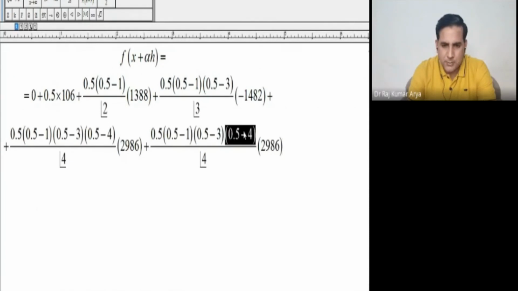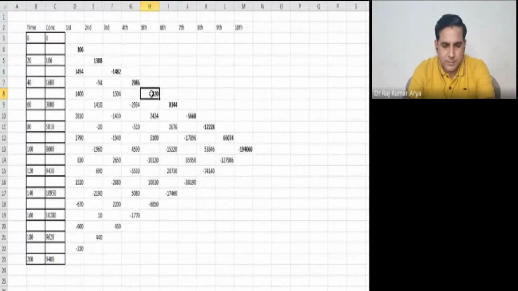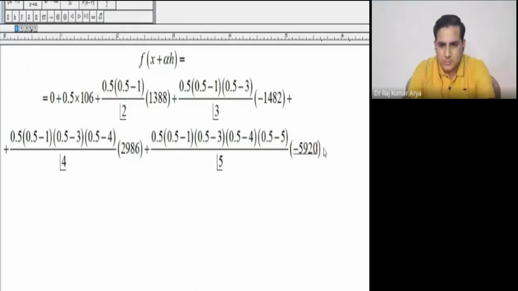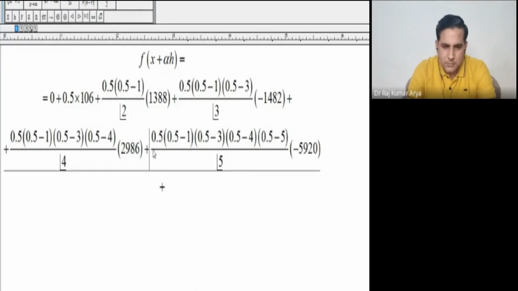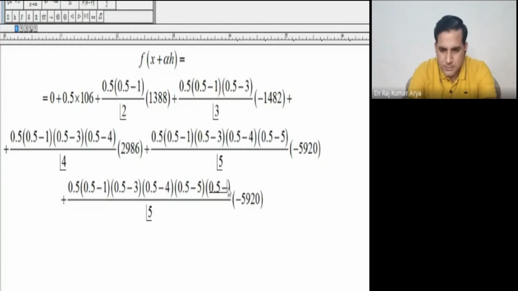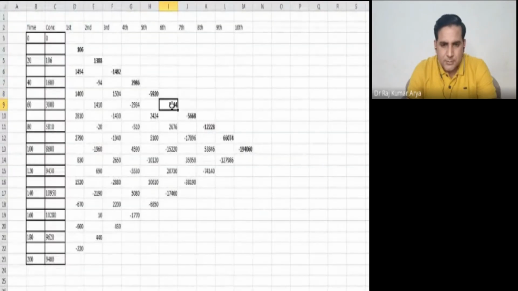So this would be your fourth difference point. At least write this formula and complete it. The fourth difference point. Then you have the fifth point. So the fifth difference point is this. Then you have the sixth one. Six different points in this one.